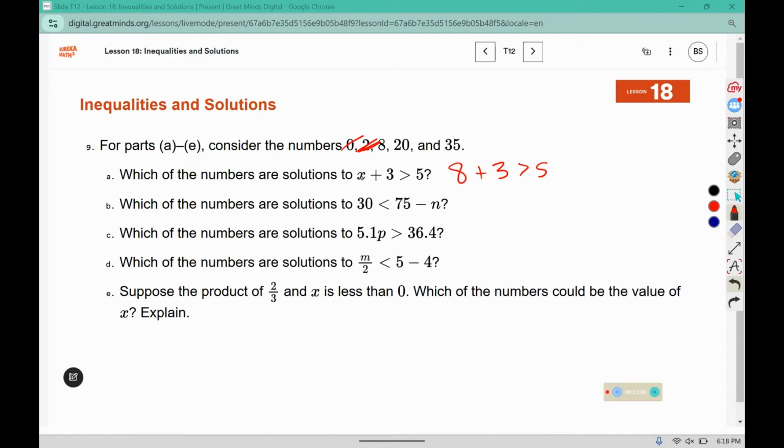What about if we replace the x with 8? 8 plus 3 is 11. 11 is bigger than 5, so 8 works. What if we replaced it with 20? 20 plus 3 is 23. 23 is bigger than 5, so 20 also works. Let's try replacing it with 35. 35 plus 3 is 38, and 38 is bigger than 5, so 35 is a solution.